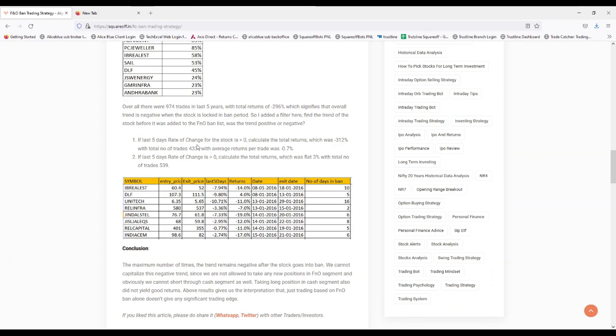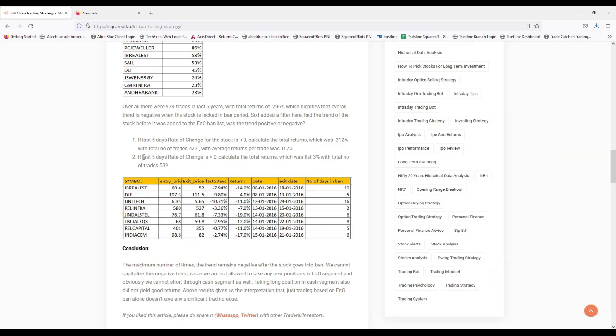If the last 5 days rate of change, or the trend of the stock, is less than 0, which means the overall stock returns in the last 5 days is negative, then calculating the returns gives around minus 312%, so on average it was 0.7%. Which means that a stock getting into the F&O ban list with a negative trend in the last 5 days continues that trend until it comes out of the ban. A stock which is already bearish, put into F&O ban, shows a bearish phase until it comes out of the ban. It did not move up, it only went down further.